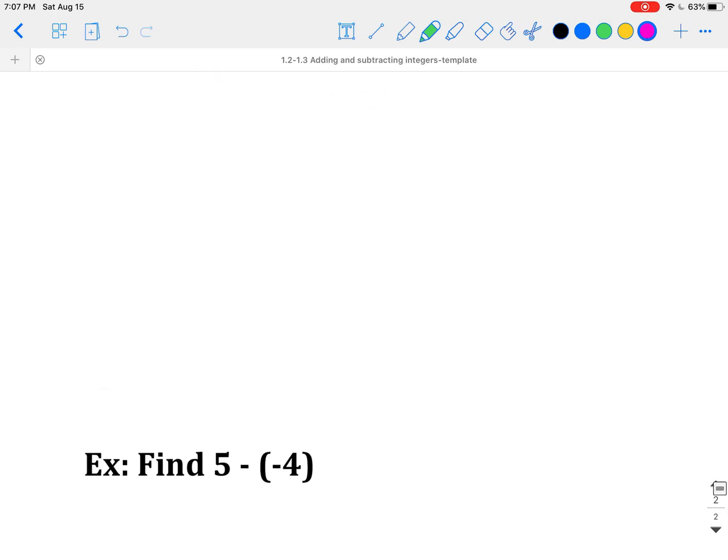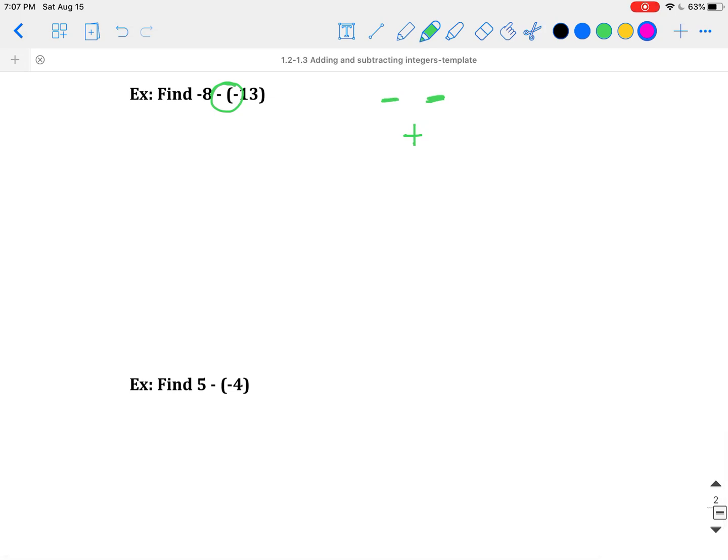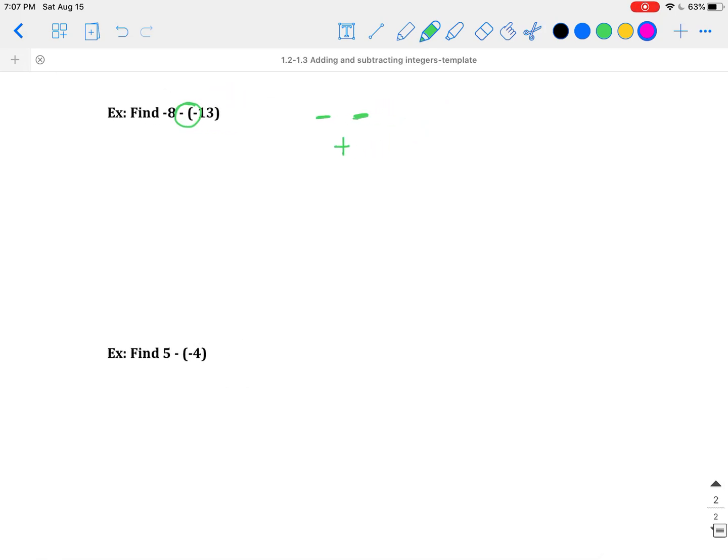So what I'm trying to say is that anytime you have two negatives next to each other, it is actually going to turn into one big positive. So forget the negatives are there, only the negatives in the middle, of course, and it just turns into one big positive. So that would actually be -8 plus 13 now, okay?